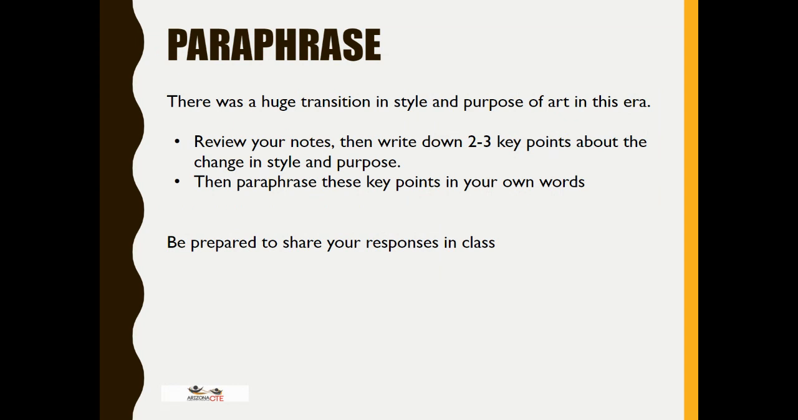So we're going to take a quick pit stop here, and you're going to answer this little question. It says there's a huge transition in style and purpose of art in this era. And you can see from surrealism to Dadaism, from the Victorian era, how that changed. It's pretty wild. It's pretty rapid. So review your notes and write down 2 or 3 key points about the change in style and purpose. And then paraphrase these key points in your own words.